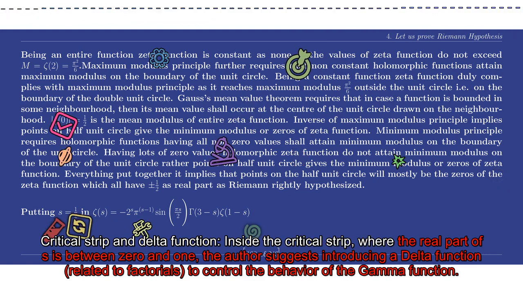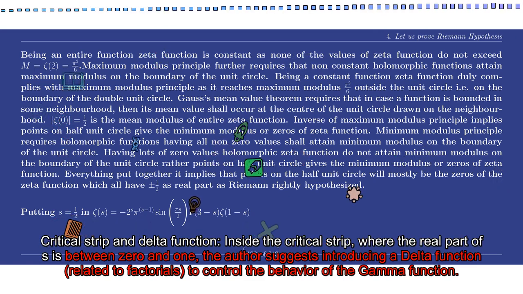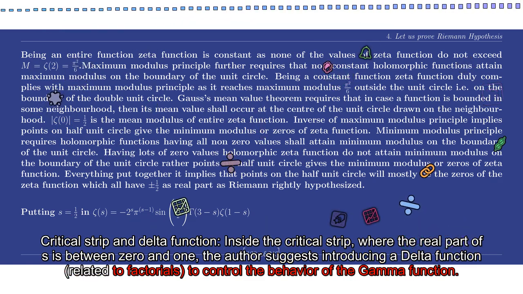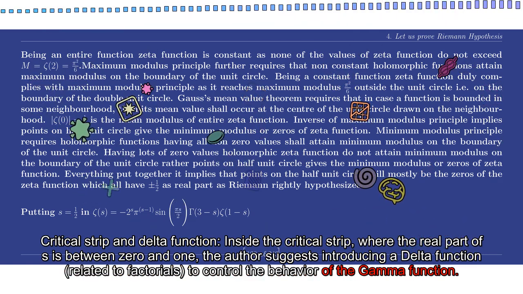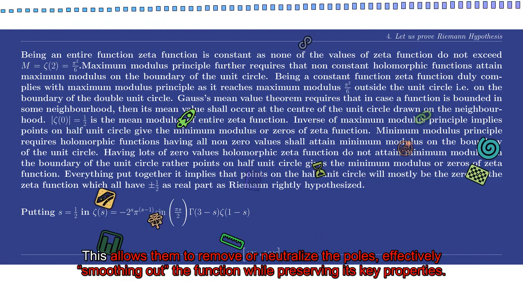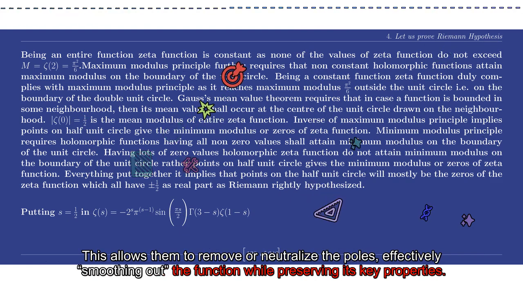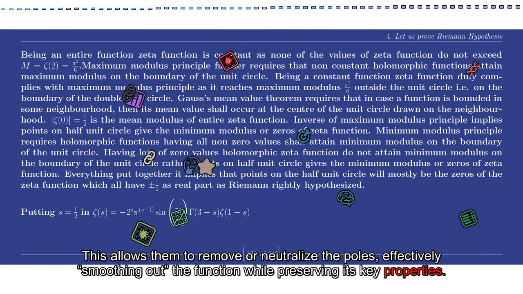Inside the critical strip, where the real part of s is between 0 and 1, the author suggests introducing a delta function related to factorials to control the behavior of the gamma function. This allows them to remove or neutralize the poles, effectively smoothing out the function while preserving its key properties.